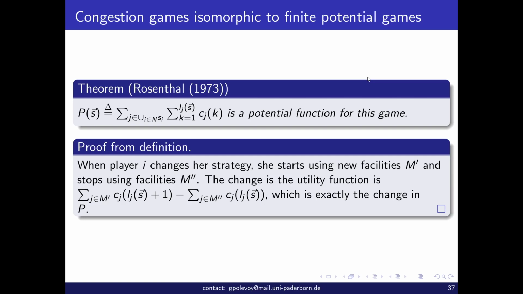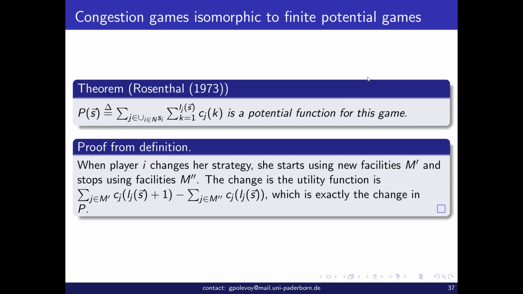So the proof is as follows. When player i changes her strategy, she starts using new facilities. I'm speaking, of course, in abstract terms now. It's not necessarily about traffic. It's a general potential game. She starts using new facilities M prime, and stops using some facilities M2 prime.